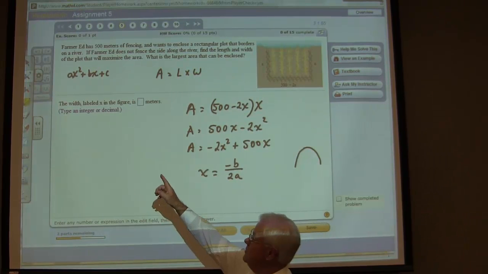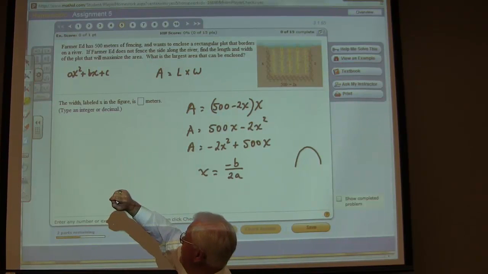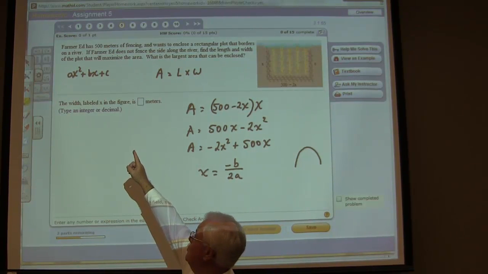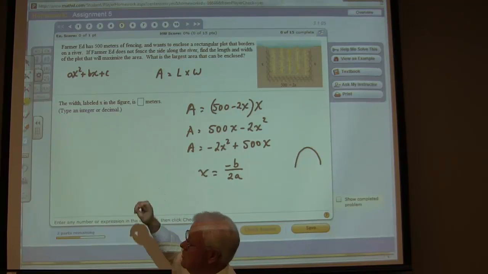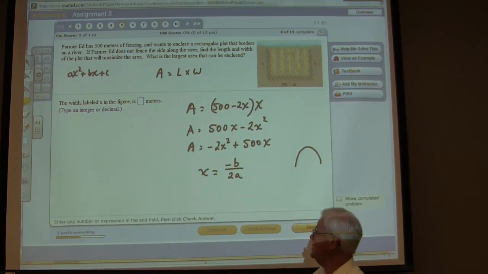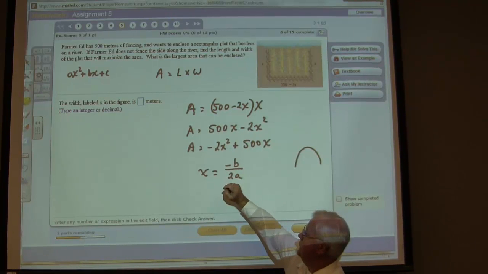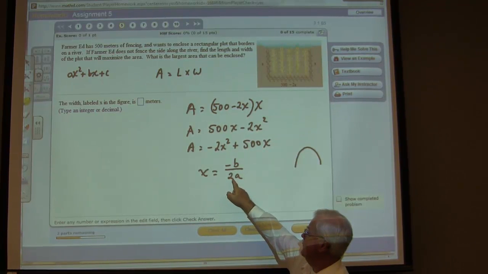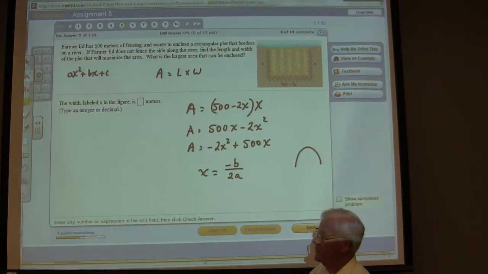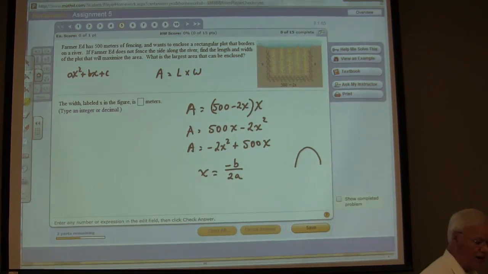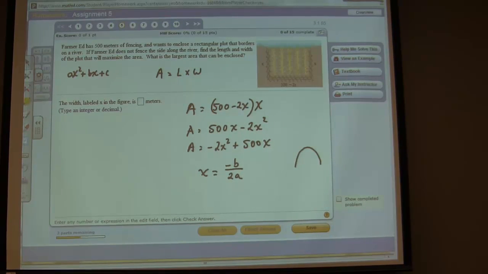So a is always the number in front of x squared, b is always the coefficient or number in front of x, and c is the constant term. In this case, we don't need the constant term, but we do need the number in front of x and the number in front of x squared.